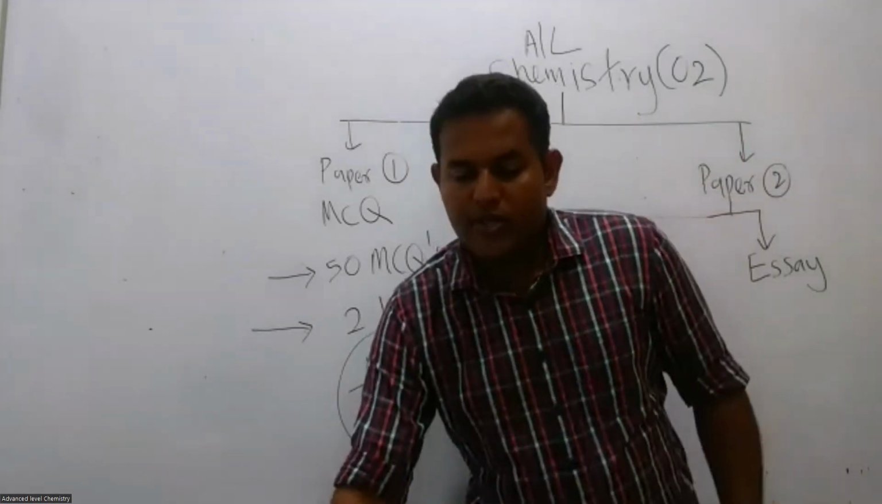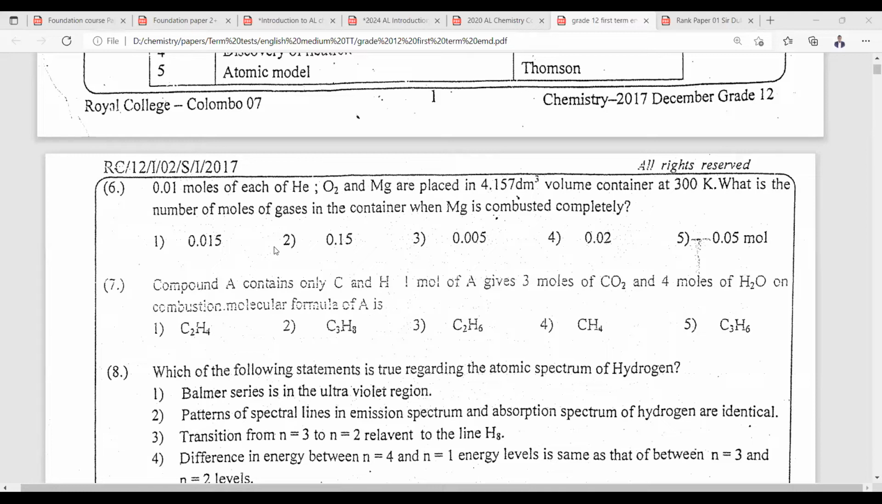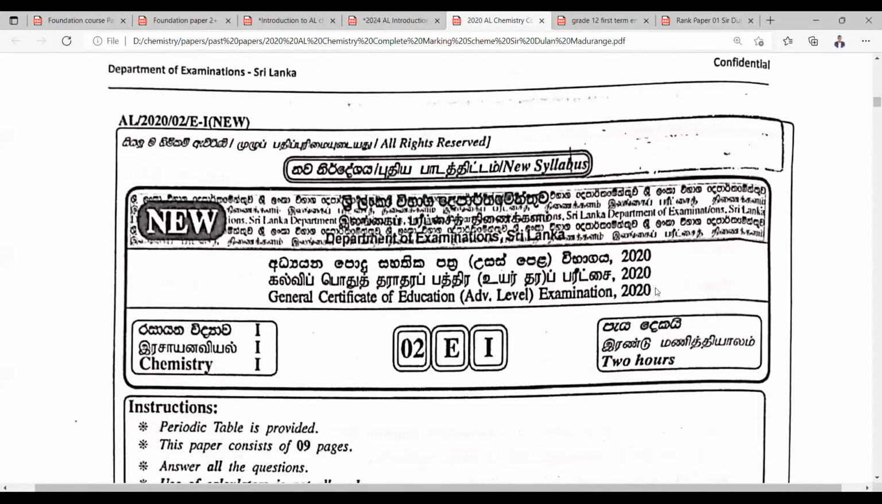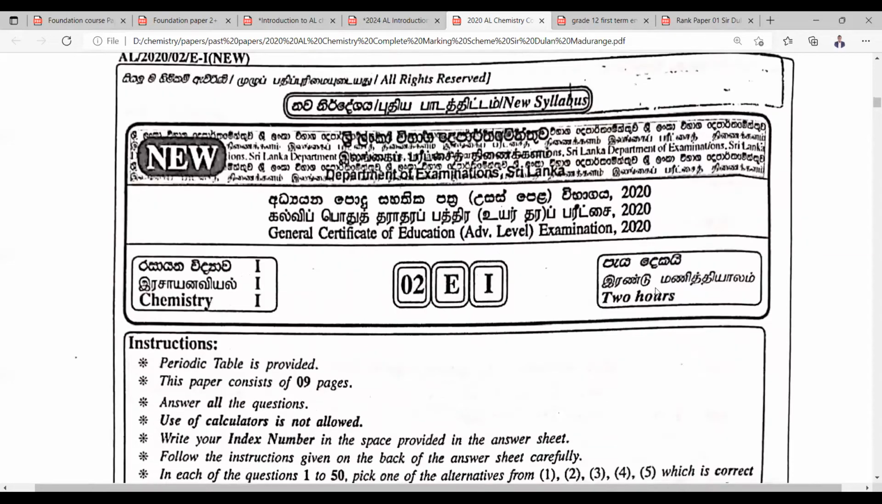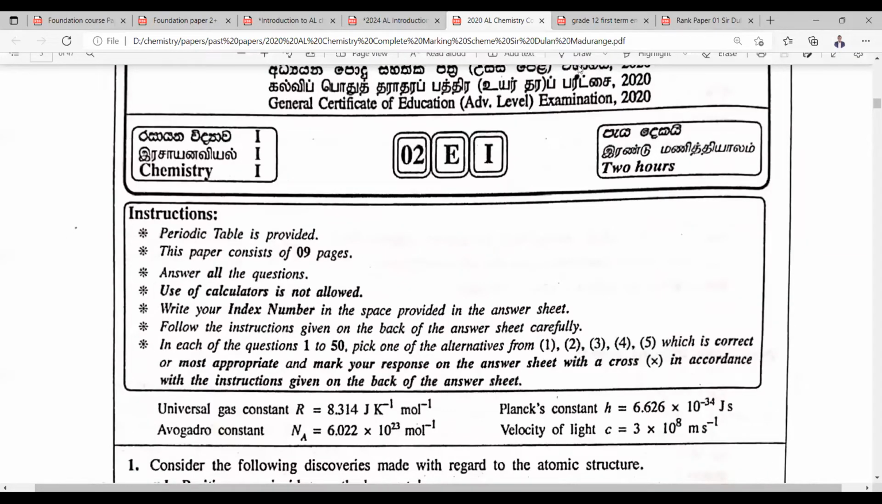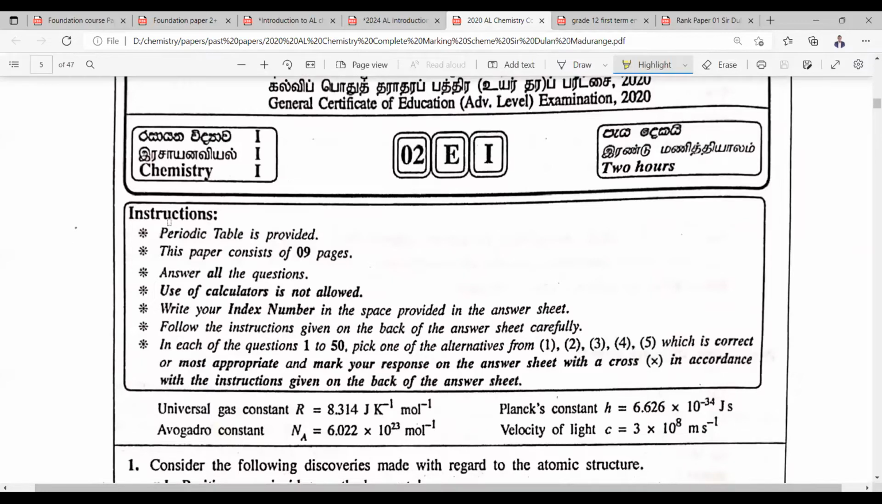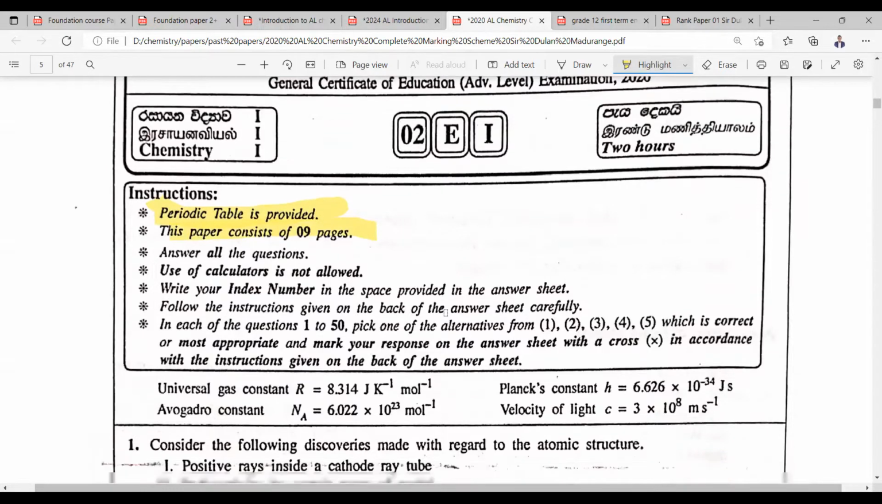Before showing the structured essay paper, I'll show the MCQ paper to you. You can see this is the 2020 A-level MCQ paper. They have clearly mentioned that a periodic table is provided. So you have 9 pages, and a periodic table is provided.